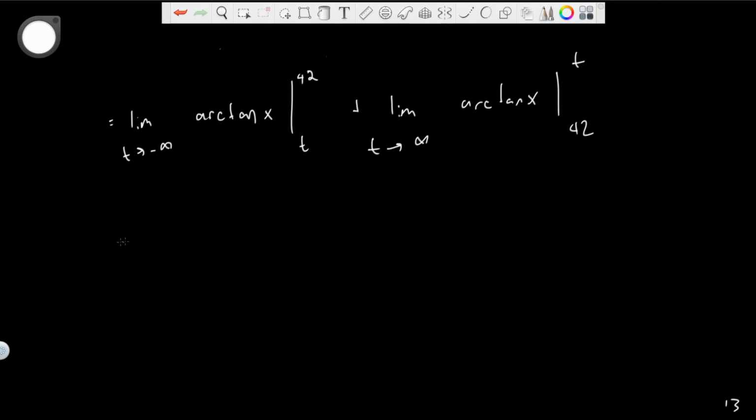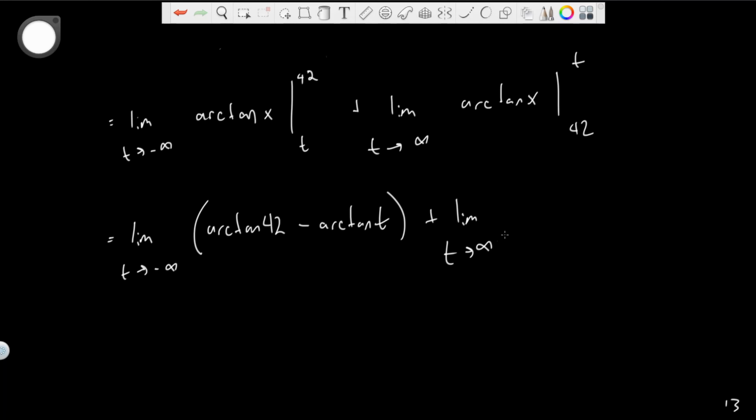Cool, let's evaluate. All right, so the limit as t goes to negative infinity of the arctan of 42 minus the arctan of t, and then plus the limit as t goes to infinity. All right, I'm writing this every single time because the equal sign has a meaning, and we must respect that meaning. Respect the equals. Arctan of t minus arctan of 42. Cool, so we can evaluate these things.